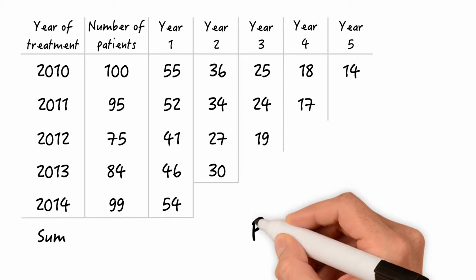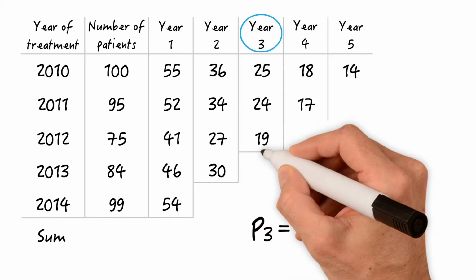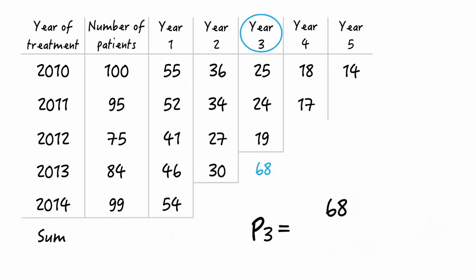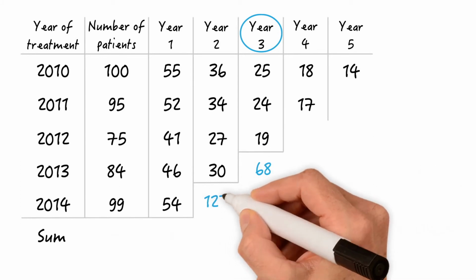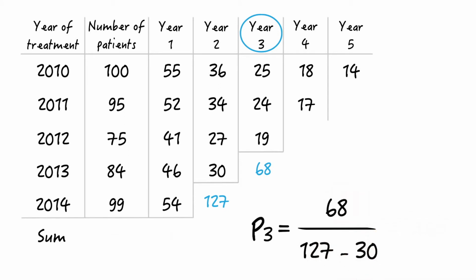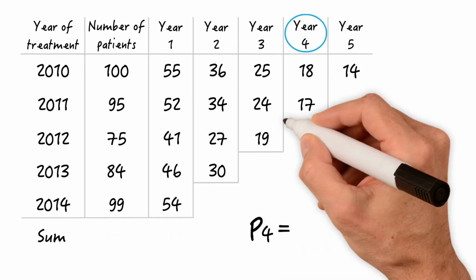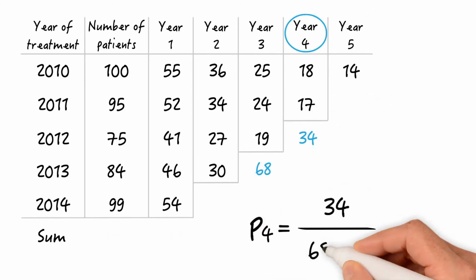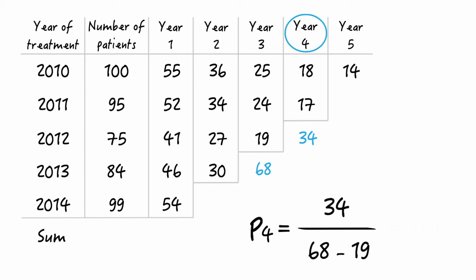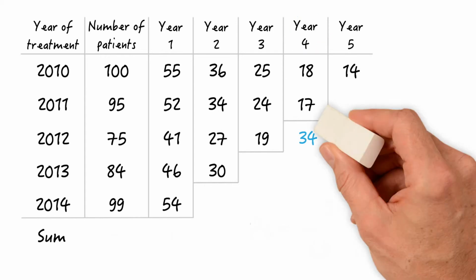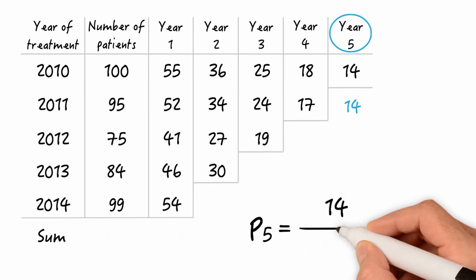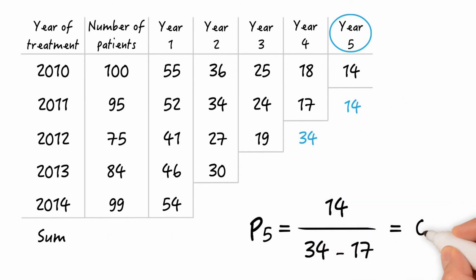Okay, so the probability of surviving year 3 is 68, all the people who were alive at the end of year 3, divided by 127 minus the 30 people who were not followed up in the third year. So 0.7 or 70% probability of surviving year 3. Year 4 is 34 divided by 68 minus the 19 for whom there was no year 4. So also 0.7 or 70%, and year 5 is 14 divided by 34 minus 17 equaling 0.8 or 80%.